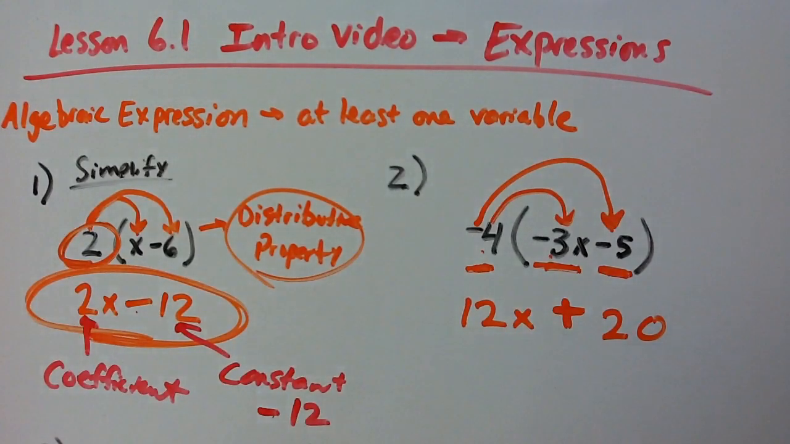So the variable would be x, right? That's the unknown number, the unknown variable. What number are you distributing? You distributed a negative 4. You didn't distribute 4. You distributed a negative 4.